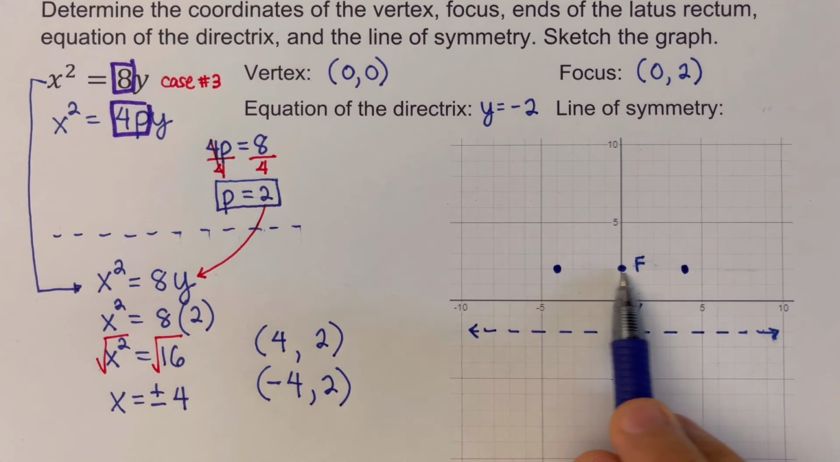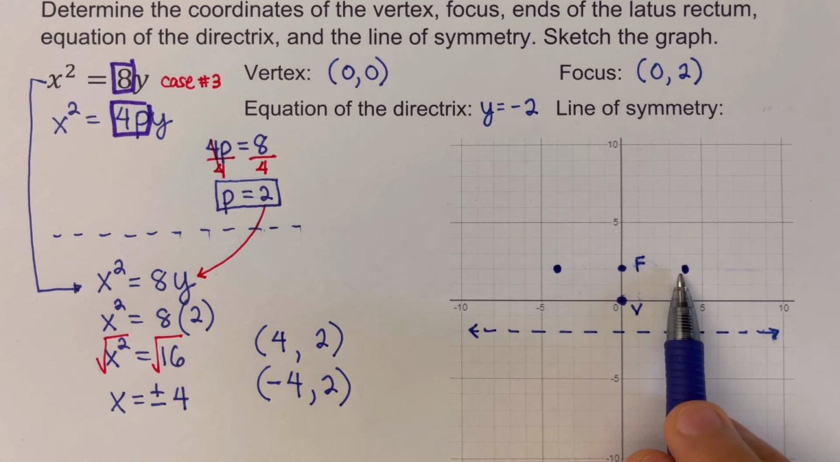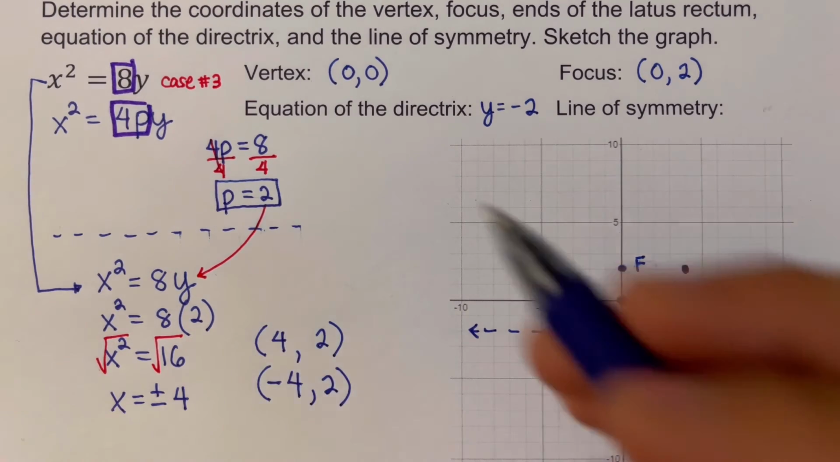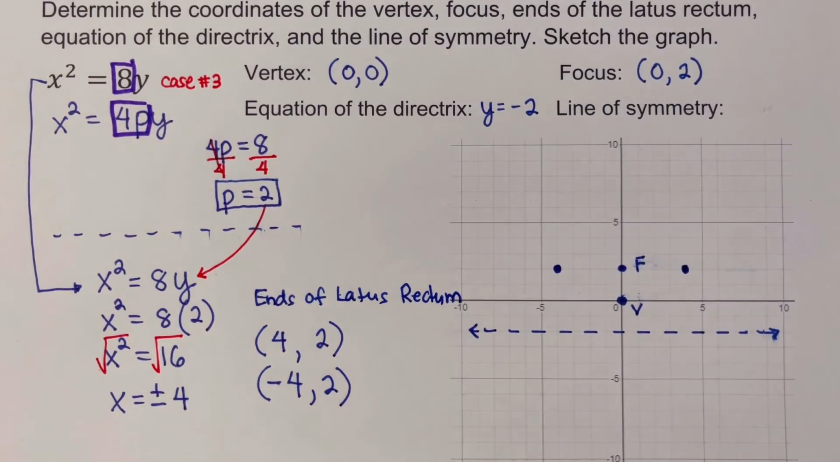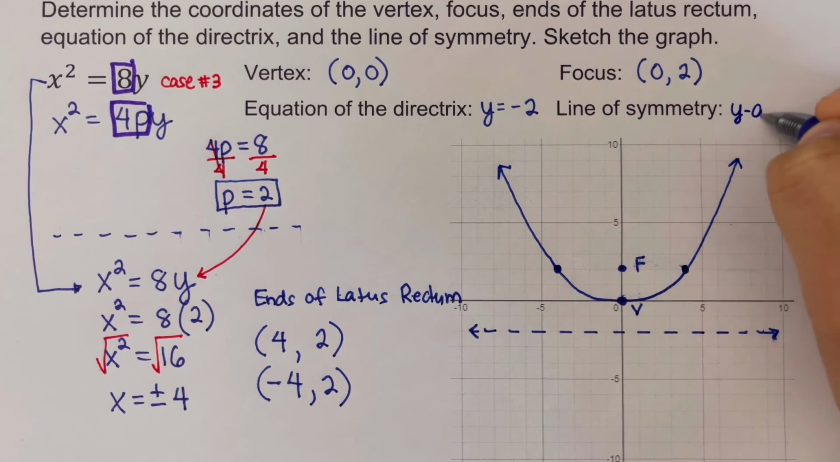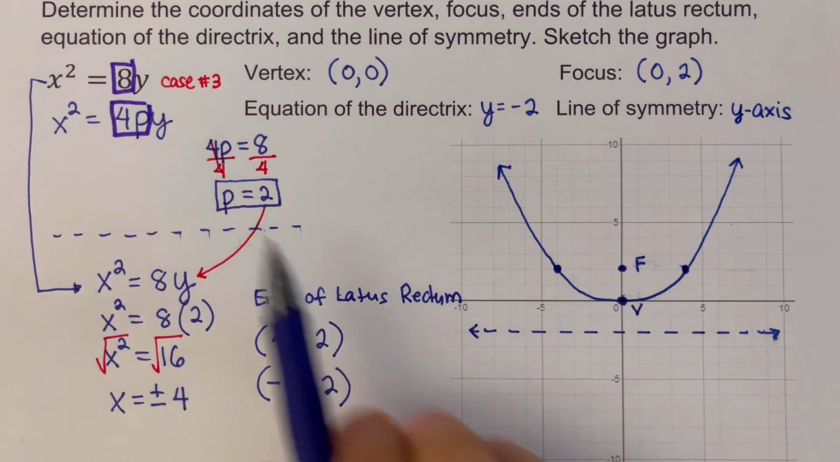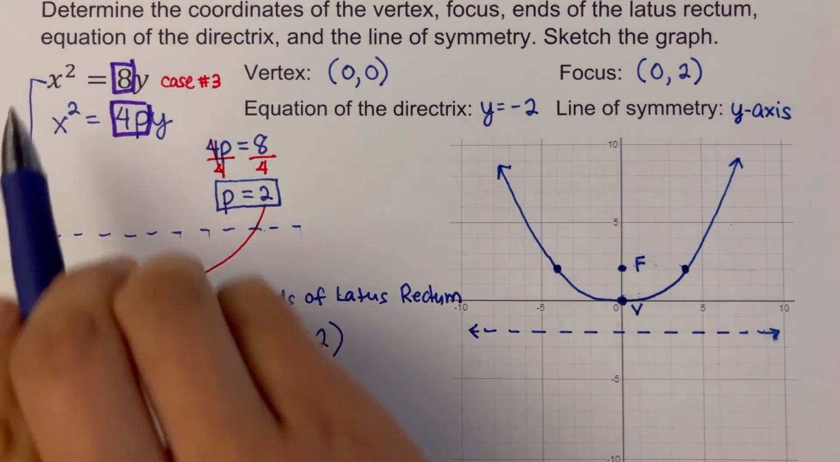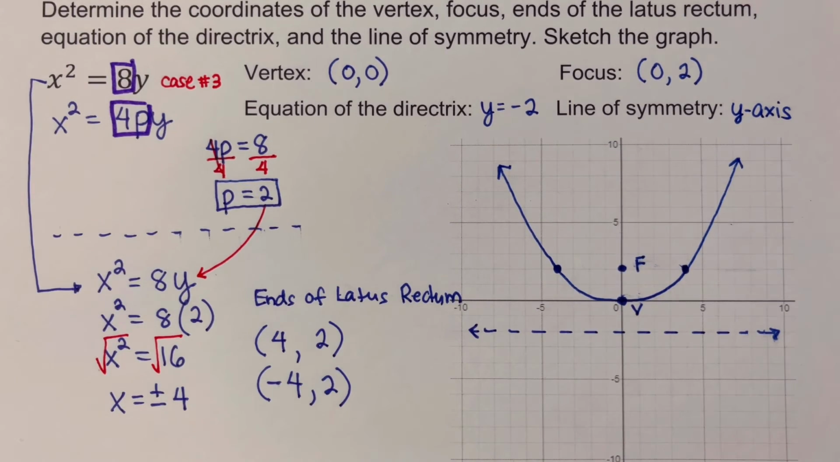Notice that these 2 are the ends of latus rectum, so we can go ahead and label that up here. And so we're now ready to sketch the graph. We can tell that the line of symmetry for this graph is the y-axis. I'm just going to go ahead and label that up here. And so this is the graph of this equation that we have up here, x squared is equal to 8y. Now let's move on to the 4th example.